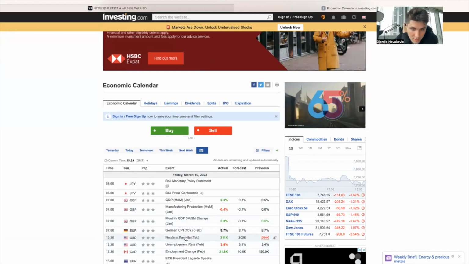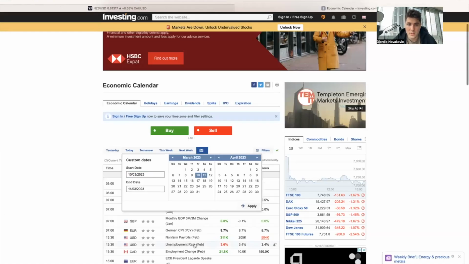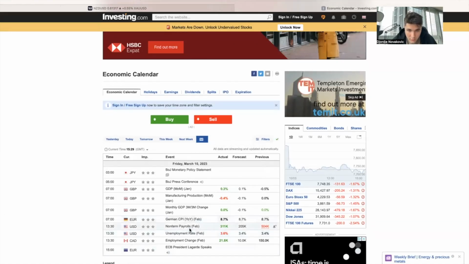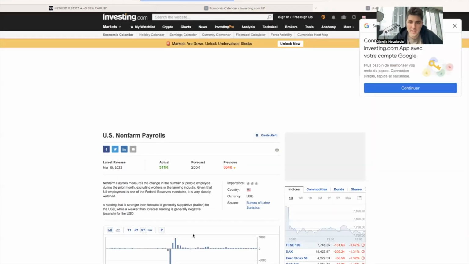Non-farm payroll. Okay, so that was the 10 exactly. We had something called non-farm payroll. I don't know why it's glitching like this. Let me open this in a new page for you to understand.